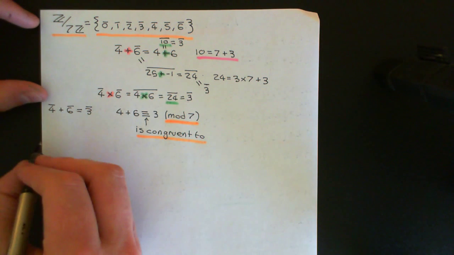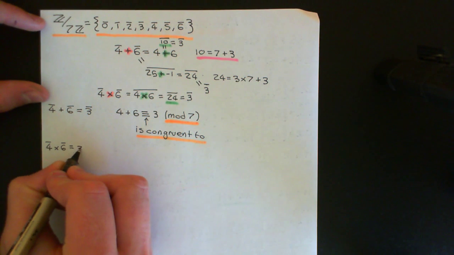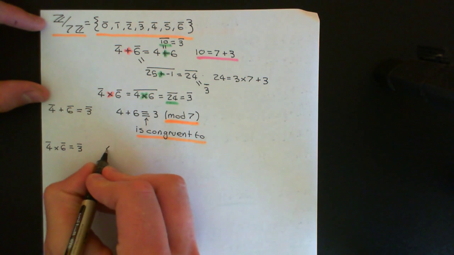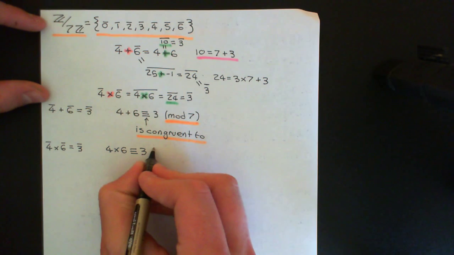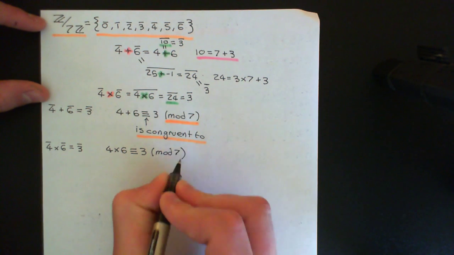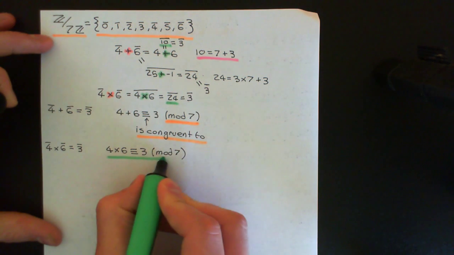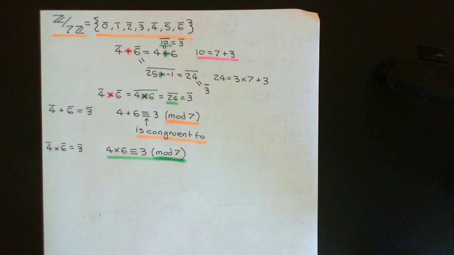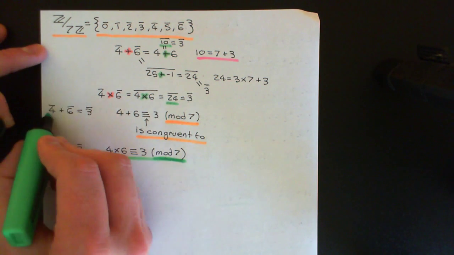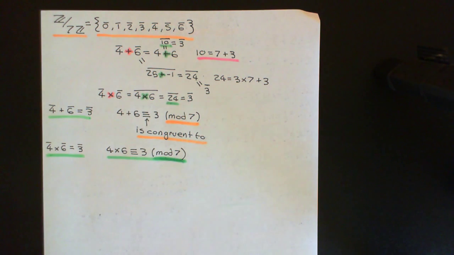Equivalently, doing an example for multiplication, if we have 4 bar times 6 bar is equal to 3 bar in my favourite notation, in the old notation this would have been 4 times 6 is congruent to 3, and then you put in brackets here, modulo 7. The nice thing about the old notation is that it tells you exactly which modular number system you're working with. It tells you that you're working in Z mod 7Z, which the other notation doesn't tell you. Of course you could write modulo 7 in brackets there as well, so that you know you are working in Z mod 7Z.